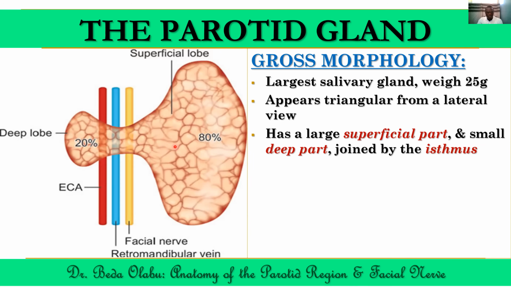For example, we can also look at the neurovascular plane or the neurovenous plane. The neurovenous plane is this plane consisting of the facial nerve and the retromandibular vein. So the retromandibular vein and the facial nerve constitute the neurovenous plane, which divides the gland into a larger superficial part and a smaller deep part. This region corresponds with the ramus of the mandible.